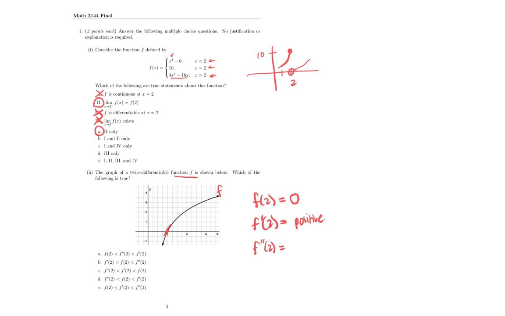For f double prime of 2, I'm looking at the concavity. Since my function is concave down, I can say that f double prime of 2 is negative. And that information is enough for me to order them. So f double prime of 2 will be the smallest, less than f of 2, which is less than f prime of 2. So the correct answer is D.